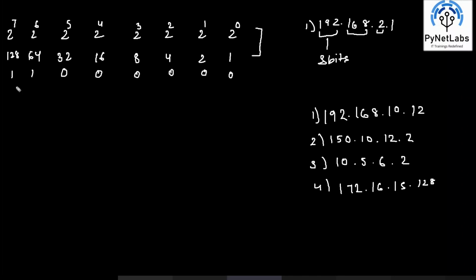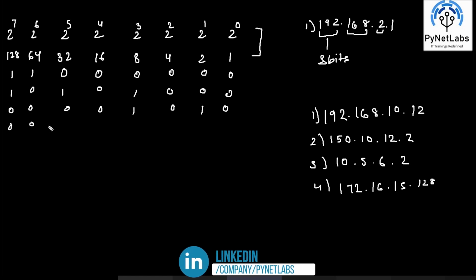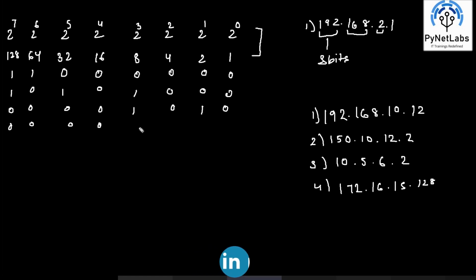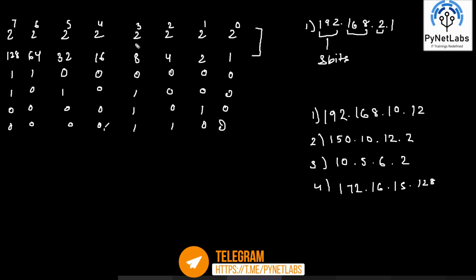When it comes to 168, we will take 128. With that we will take 32 and 8. Then we have 10. 10 can be done by 8 and 2, and the rest of them can be kept off. And the last one is 12. So 0, 0, 0, 0, 1, 1, 0, 0. We are taking 8 and 4 so that we get 12.